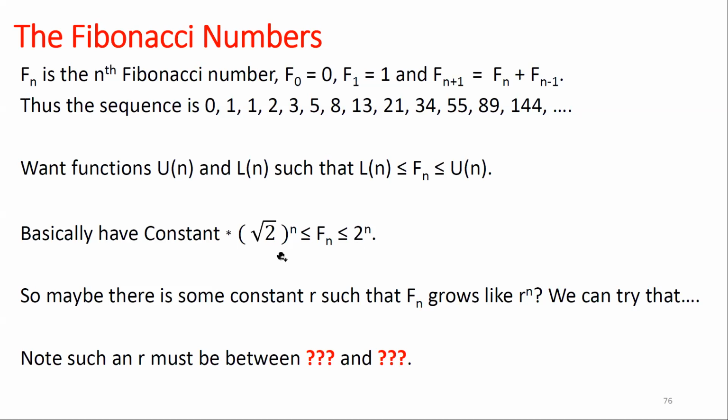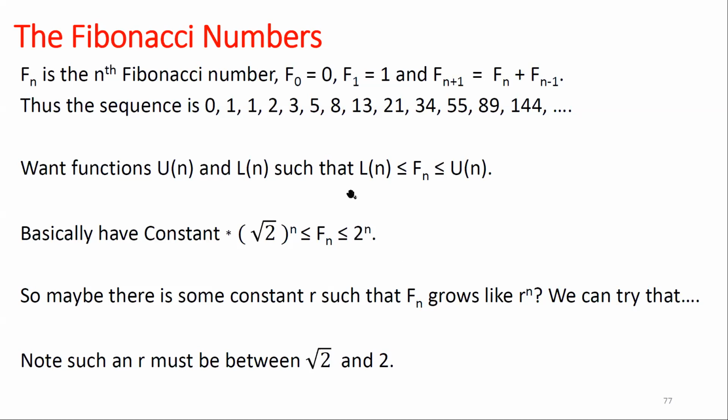And let's look in the other direction. Root 2 to the n is about 1.414 to the n. So root 2 to the n is less than or equal to r to the n. So what's the smallest r could be? Don't give me the decimal, just tell me the number. Root 2. So r would have to live between root 2 and 2.